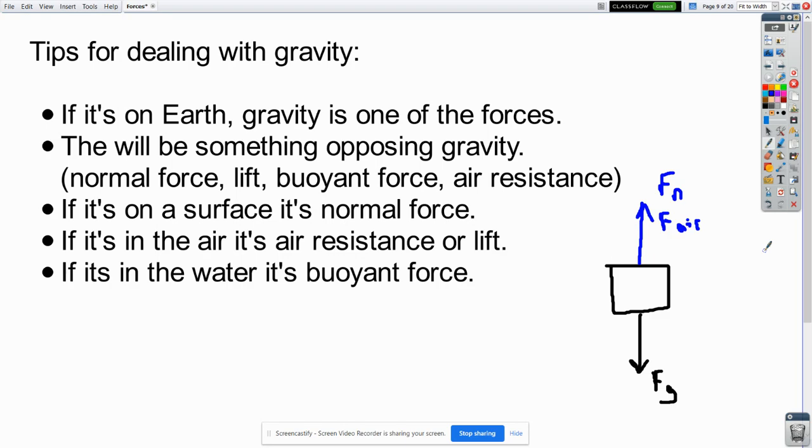It could be lift if it's flying. So an airplane produces lift, helicopters produce lift. Buzz Lightyear does not produce lift. So remember, he's just falling with style. So it's just air resistance there. And if it's floating in water, it'll be buoyant force that is producing the upward force. So if it's a boat floating in the water, the upward force is buoyant force. If gravity is pulling down, something will be pushing up. And you always have that on Earth, always.